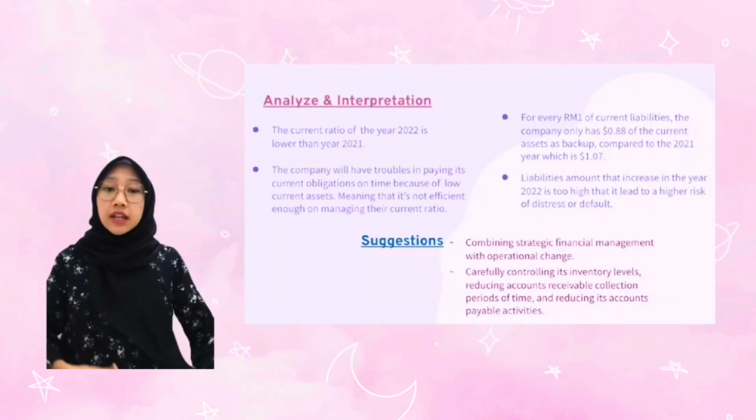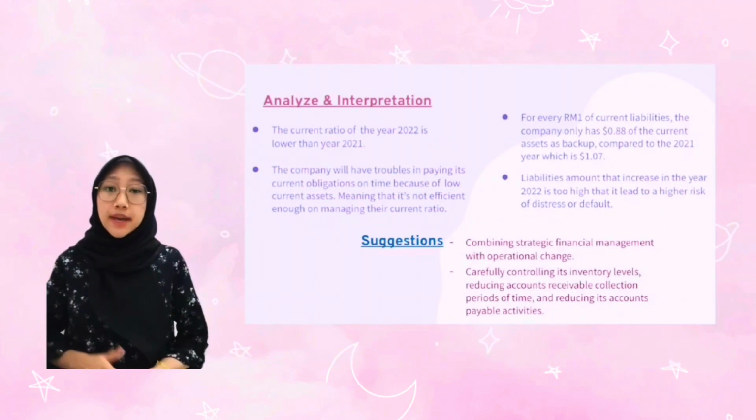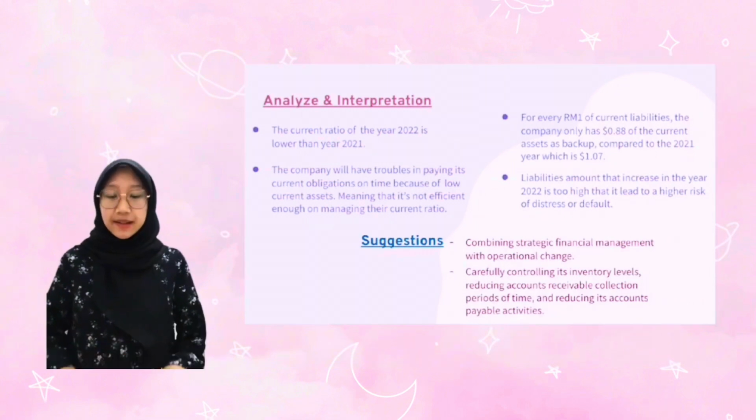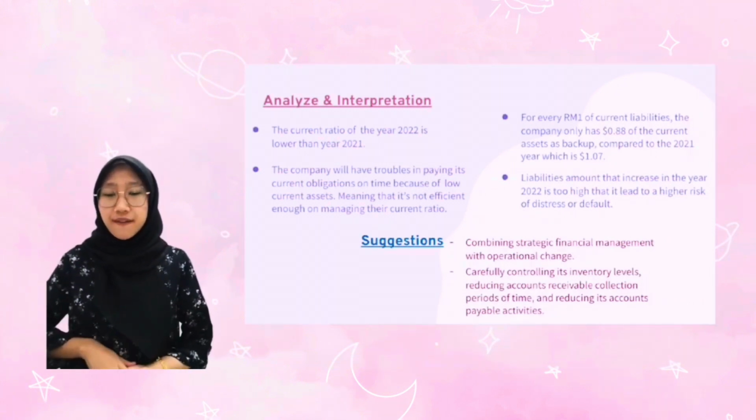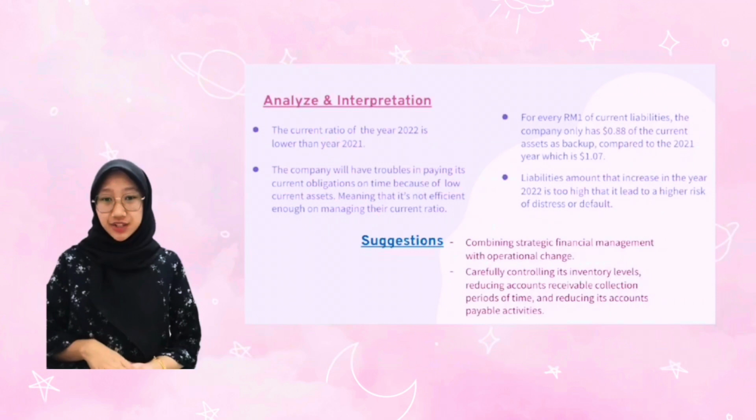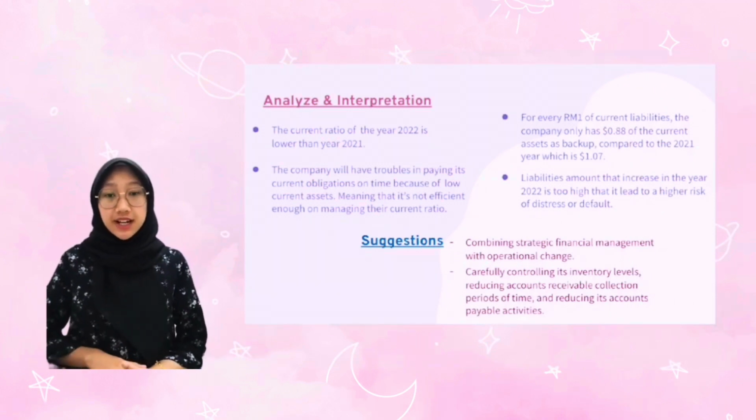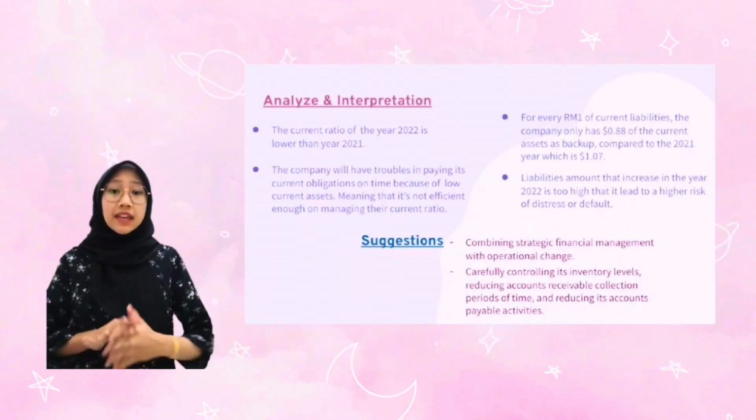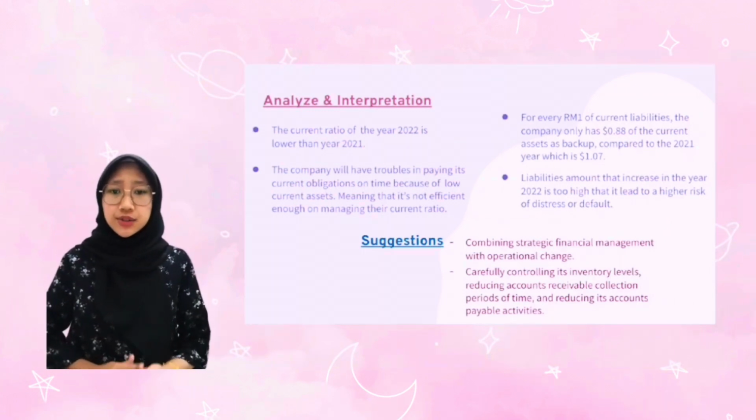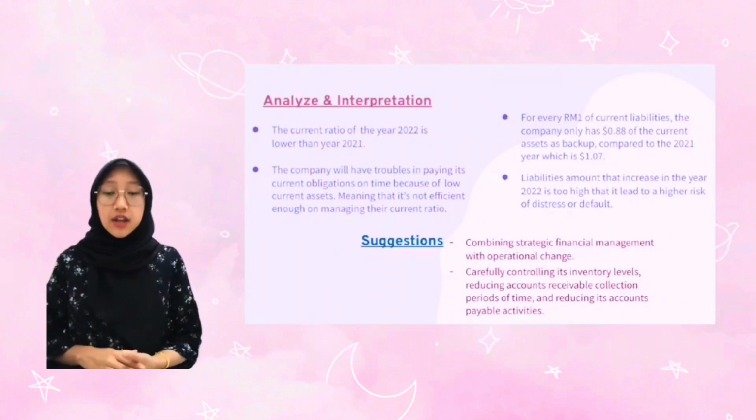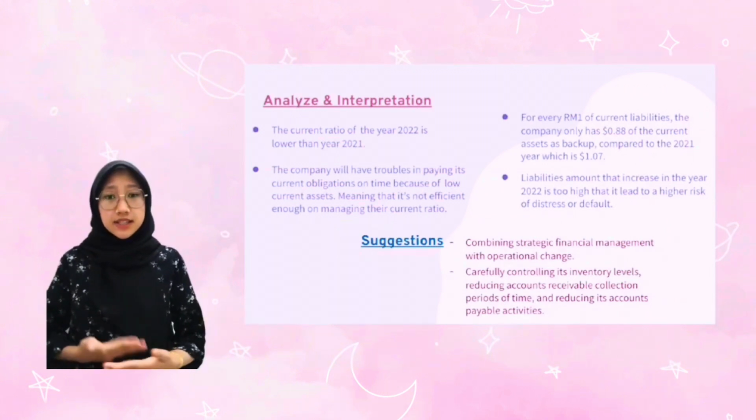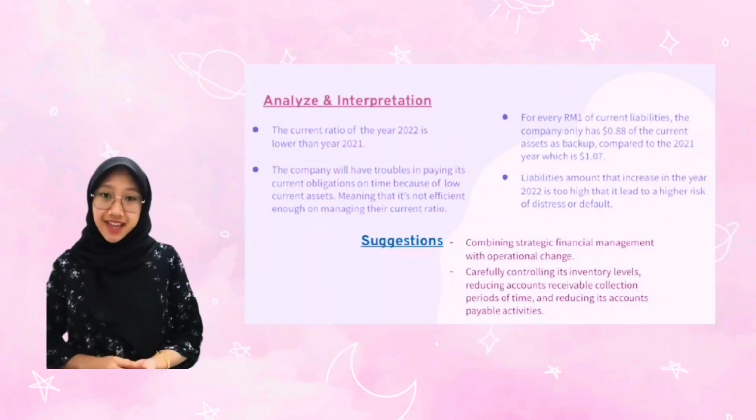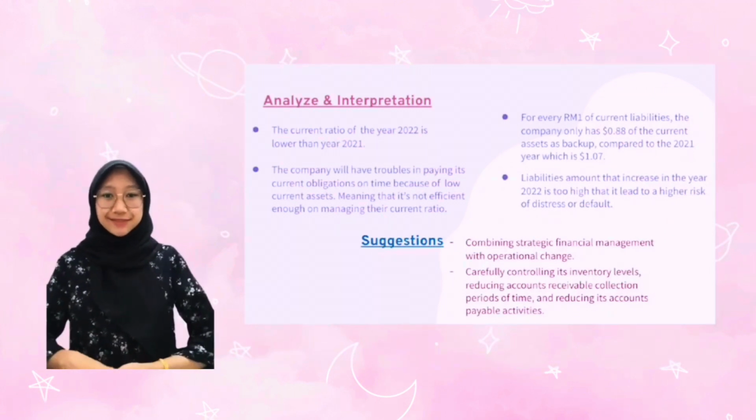Apple Inc. has lower current assets because the liabilities are getting higher and make it hard to bear. They will also have trouble paying their current obligations on time because of low current assets, which means the company is not efficient enough in managing its current ratio and needs to increase the current asset amount to make it higher than the current liabilities. If not, the company may face a higher risk of distress or default because they will have problems generating cash in hand or in marketable securities.